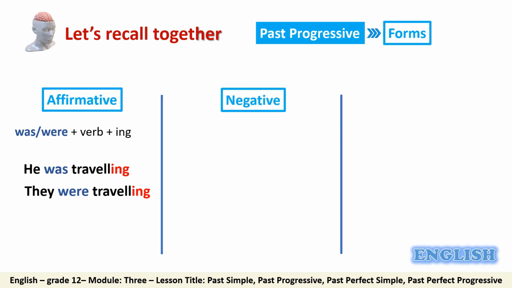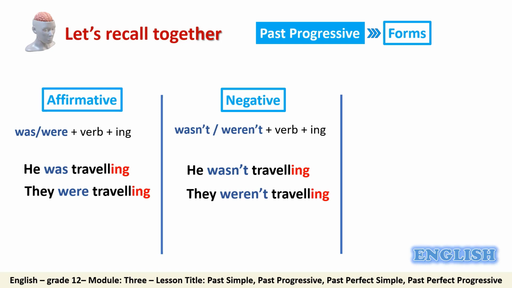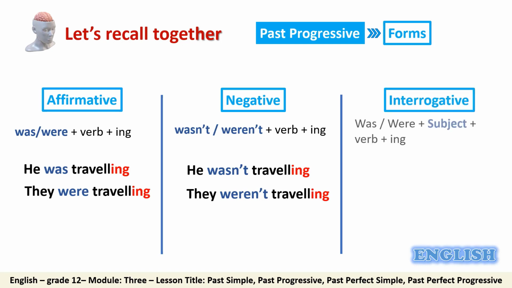As for the negative form, it is formed by using wasn't and weren't and adding ing to the base form of the verb. For example, he wasn't traveling, they weren't traveling. Then the interrogative form, which is formed by using was or were, followed by the subject and then the verb ing. For example, was he traveling? Were they traveling?